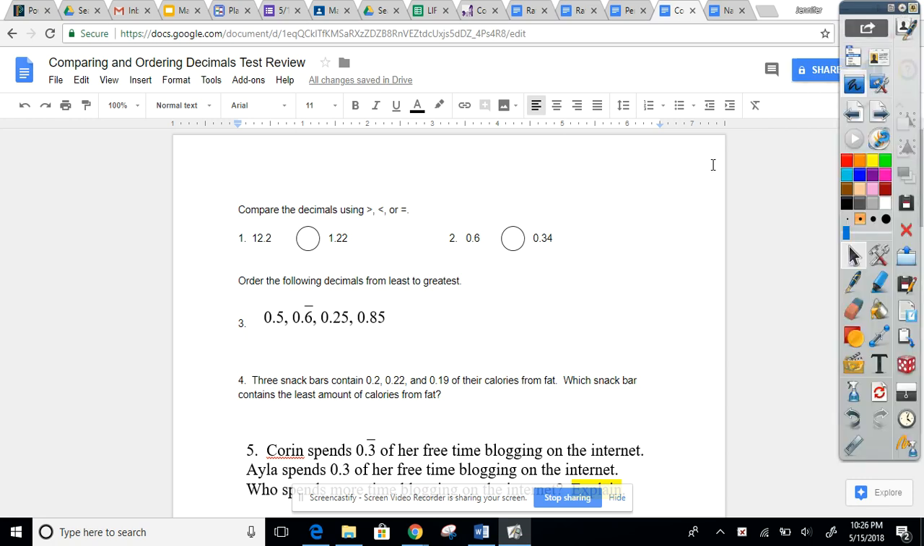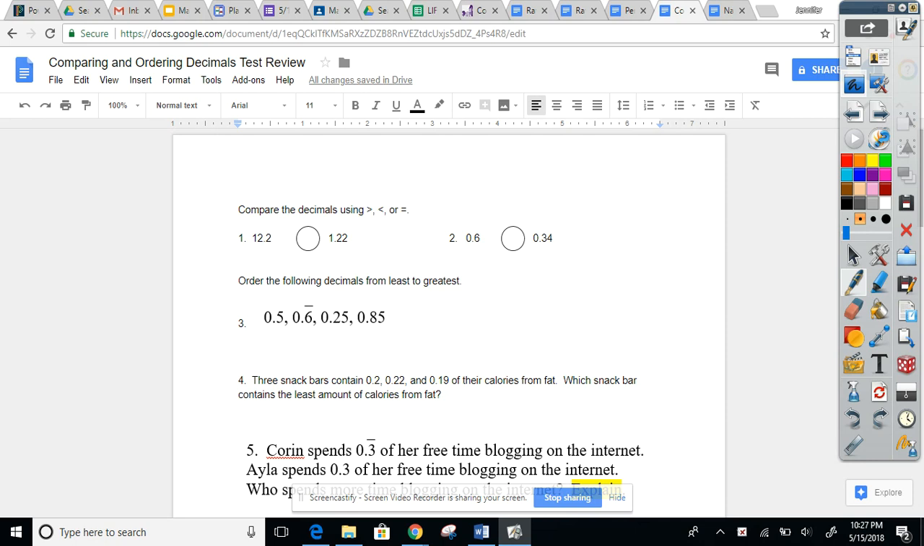Okay, so now we are going to talk about comparing decimals. If we look here, it says compare the decimals using greater than, less than, or equal to. I like to think about this. It's kind of silly, but sometimes it helps us remember, like the alligator mouth. So inside the circle, you're going to give me the inequality sign.